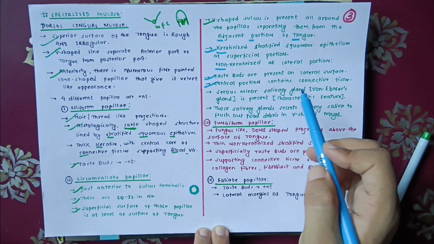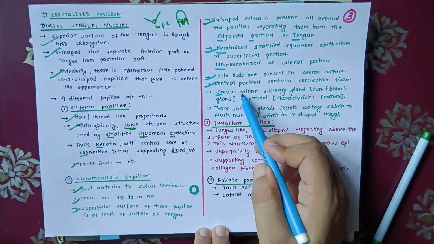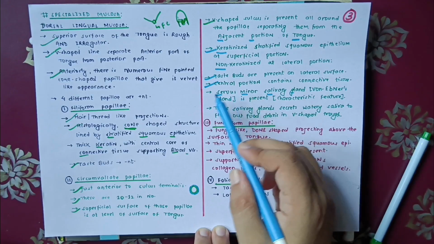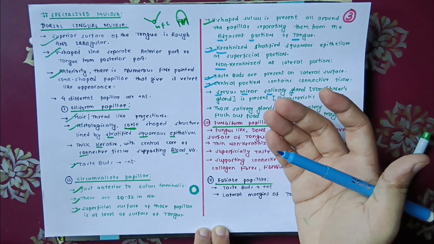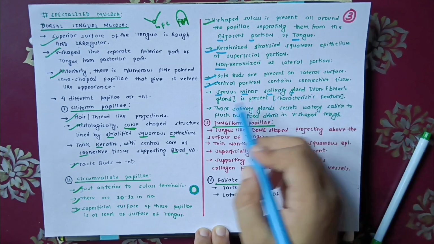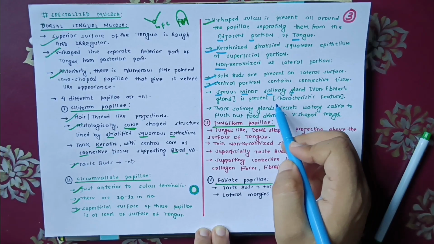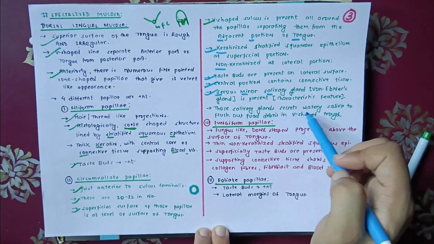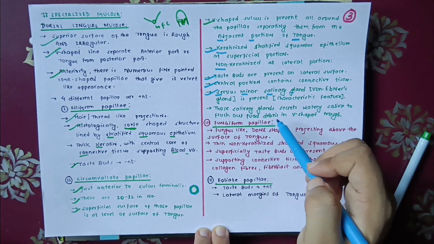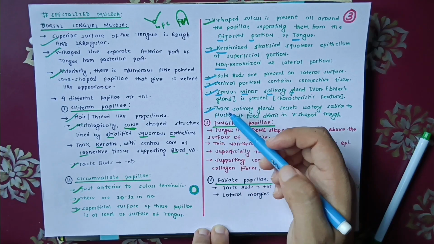Serous minor salivary gland. I think we are clear with this serous and mucus. Serous means a quite watery secretion. So von Ebner's gland is present there. That is a characteristic feature of the circumvallate papillae, and those salivary glands secrete watery saliva to flush out the food debris in the V-shaped trough.